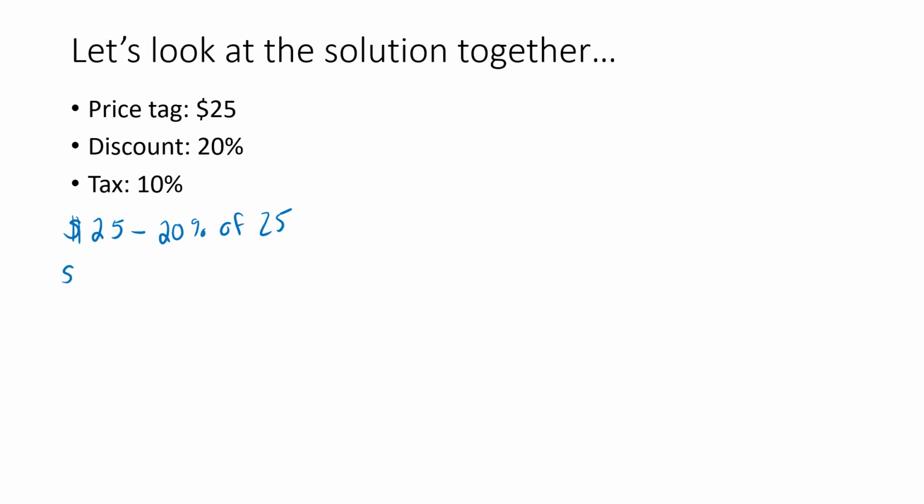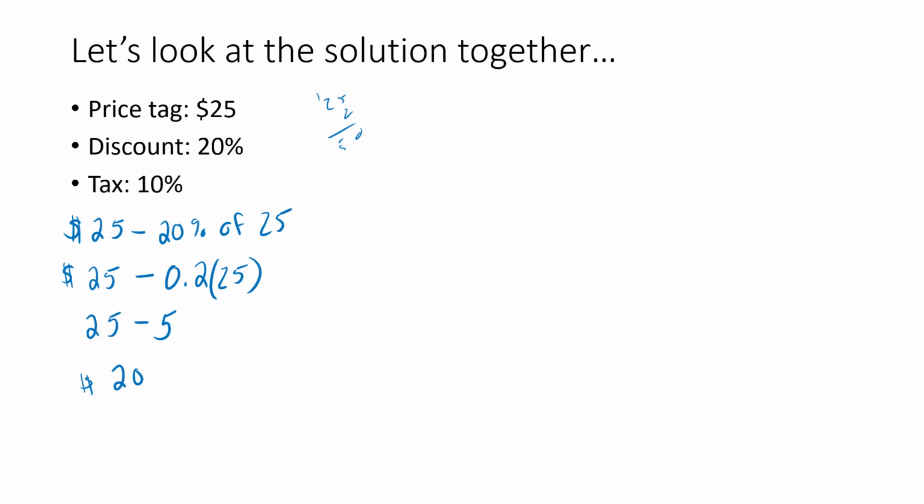You could think of it this way: 20% is 0.2, and "of" typically means multiplication. So we've got 25 minus 0.2 of 25, which is, I did this out earlier, you'd think I would remember it, 5. And so it's 25 minus 5, or $20.